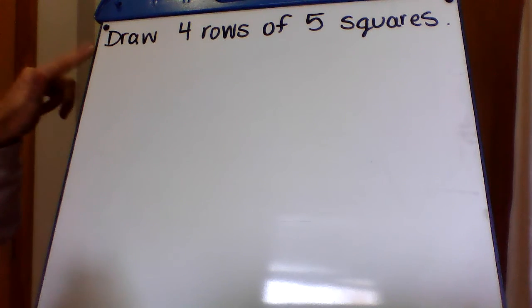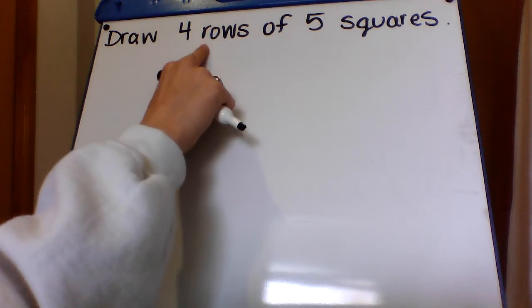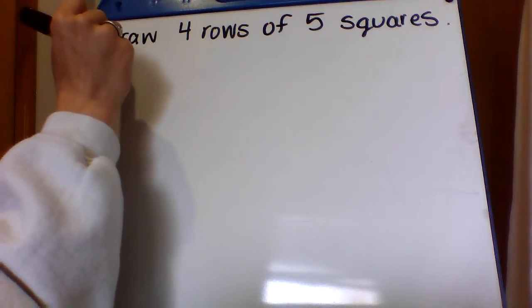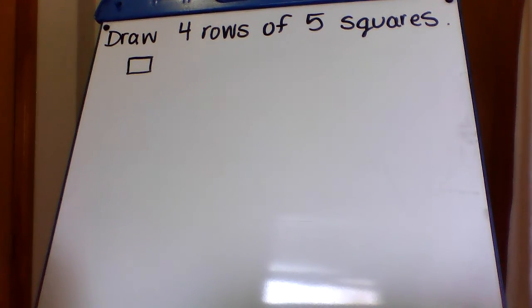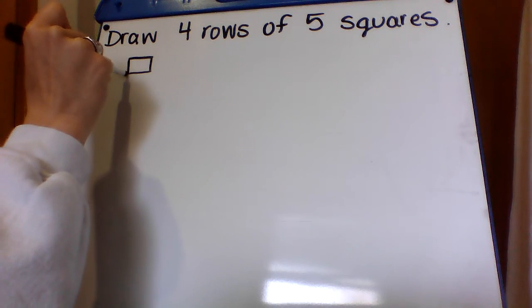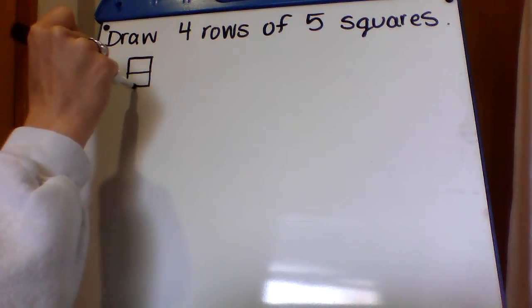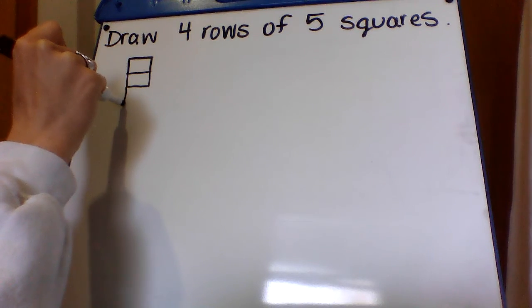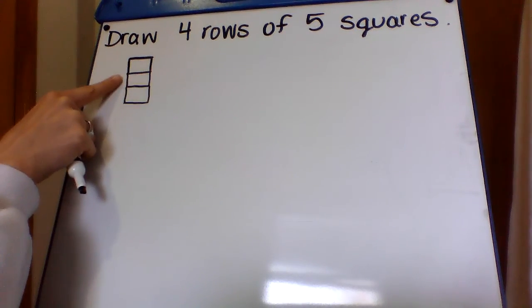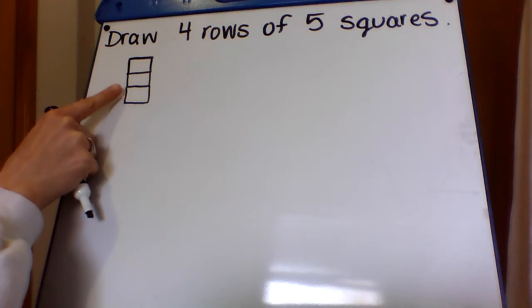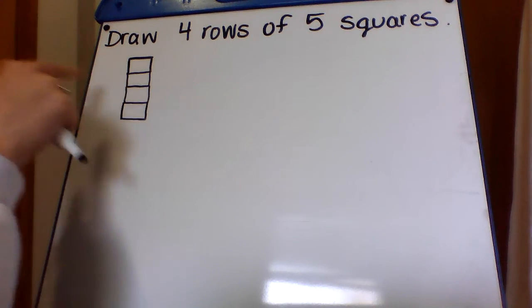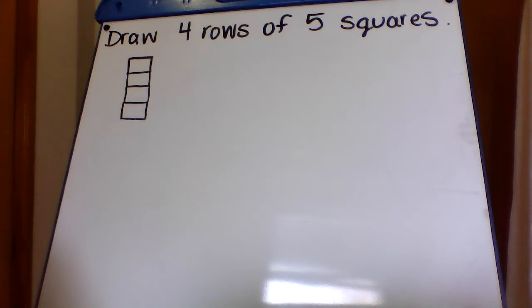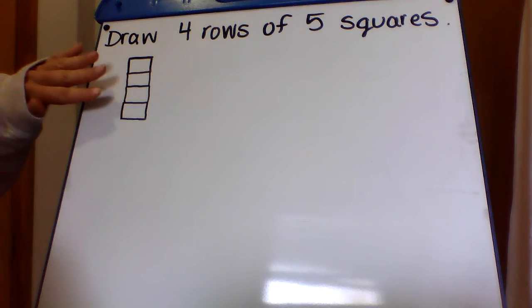So I wrote on the board, draw 4 rows of 5 squares. So that's what we're going to do now. Remember, your rows are going to go horizontal. So I always like to start with my rows, and I like to make sure that I draw 4 pretty equal squares, and I'm also making sure that they're touching. So this is what you should be doing while you're drawing it at home. Remember to try your best, make them equal. 1, 2, 3, 4. Okay, so I have my 4 rows.